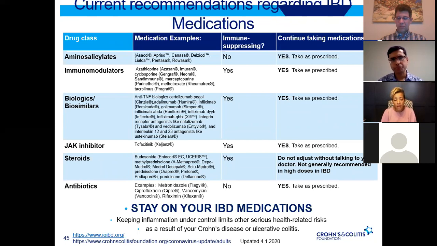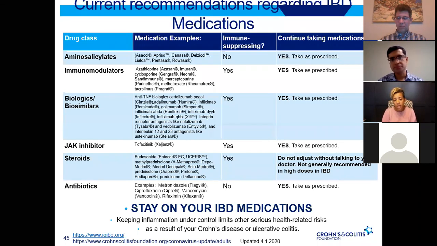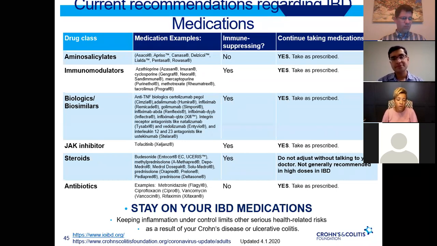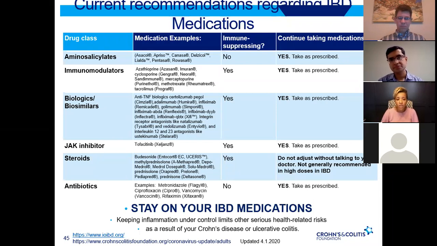The majority of your medications are safe to take, and in fact, it's safer to stay on your medications because having an inflamed bowel can make it easier for the virus to come in and cause an inflammatory response and disease, so to speak. So these medications may actually have some protective effect, and the overlying recommendation is that you stay on your medications. You don't delay your infusions. You don't delay taking your medications. The one caveat to this would be the steroids, and I will talk about that in just a short while. Next slide, please.